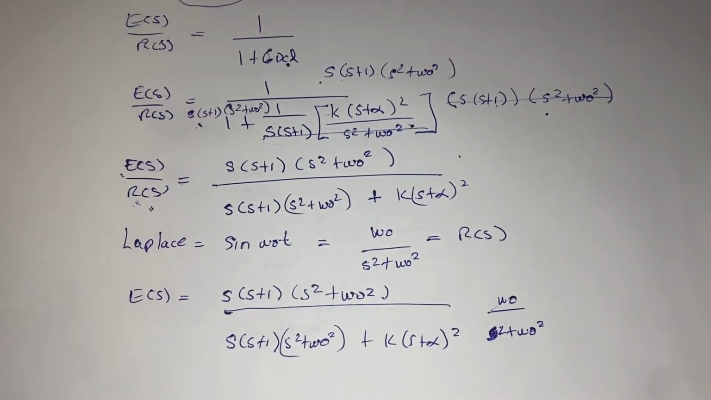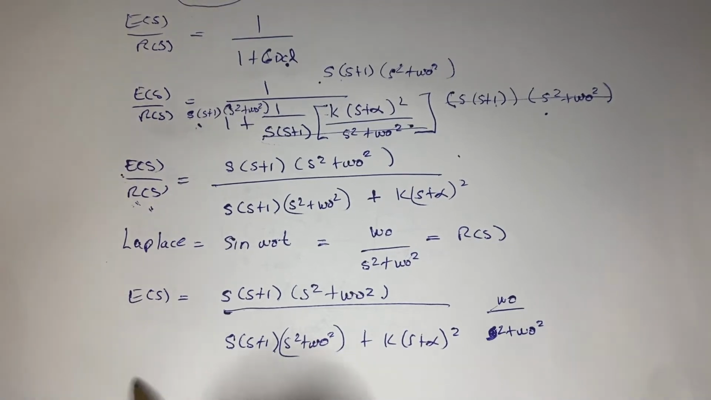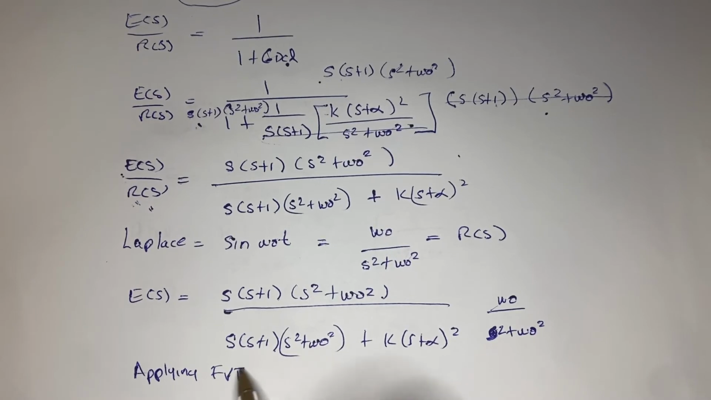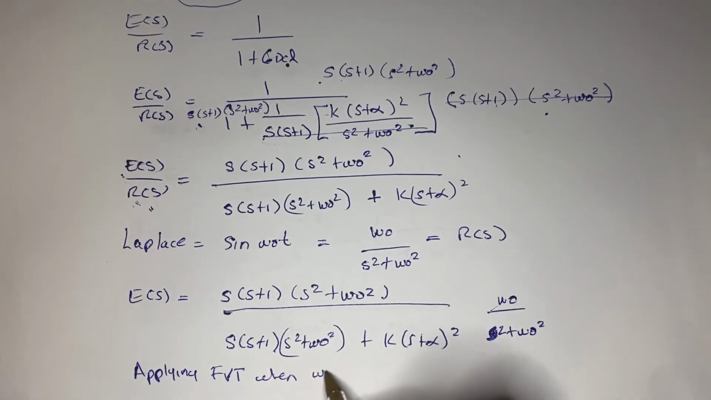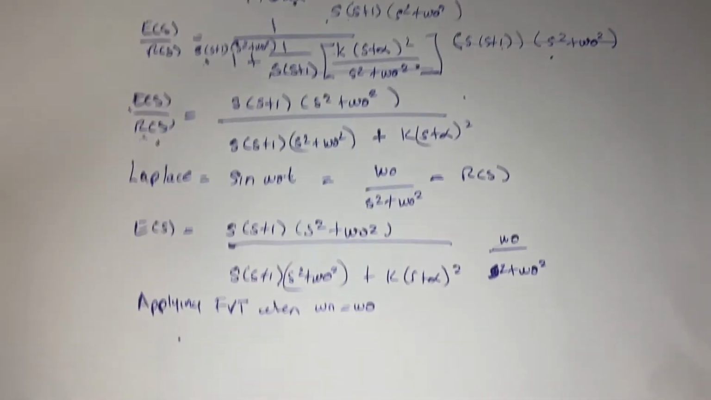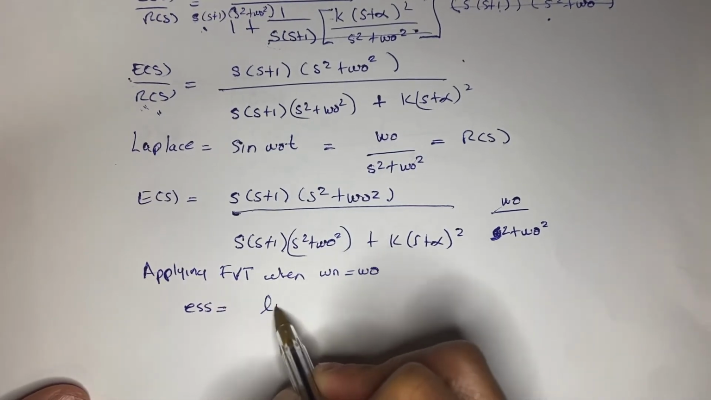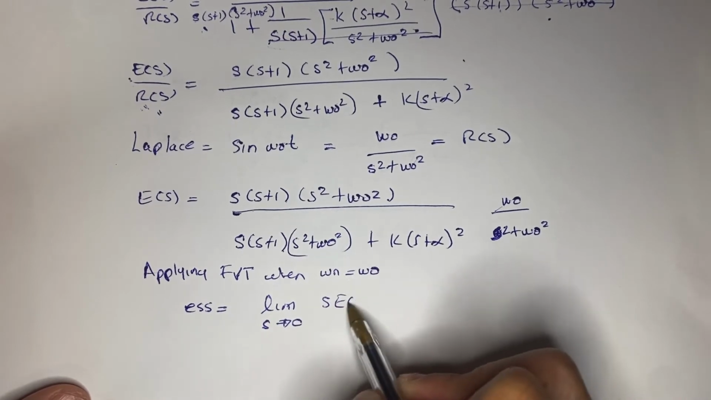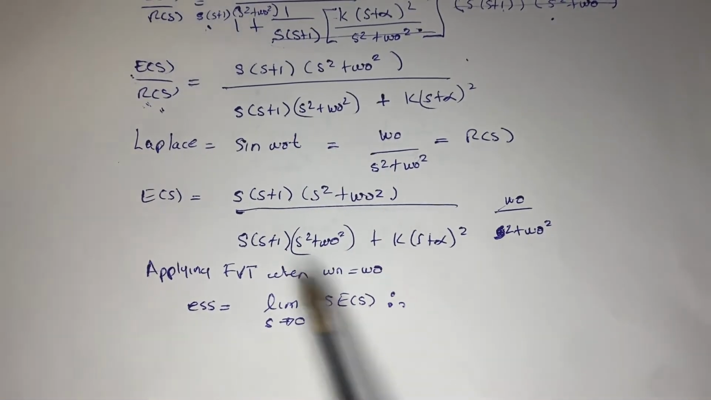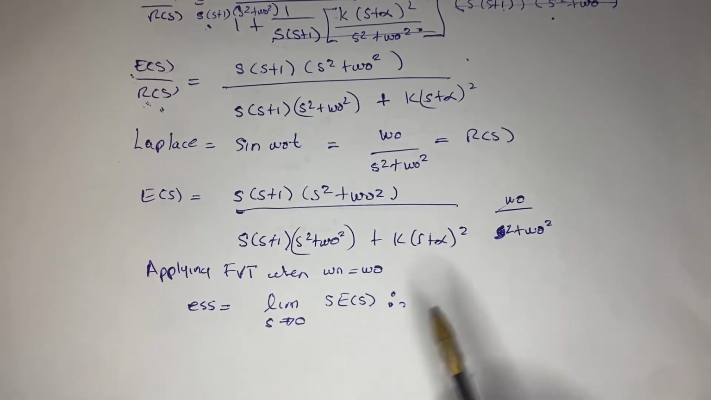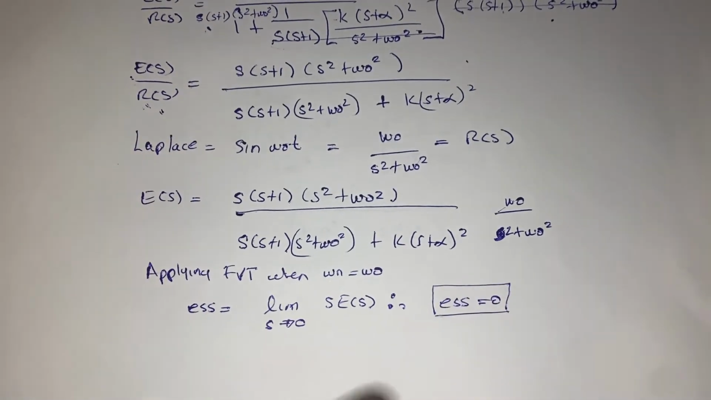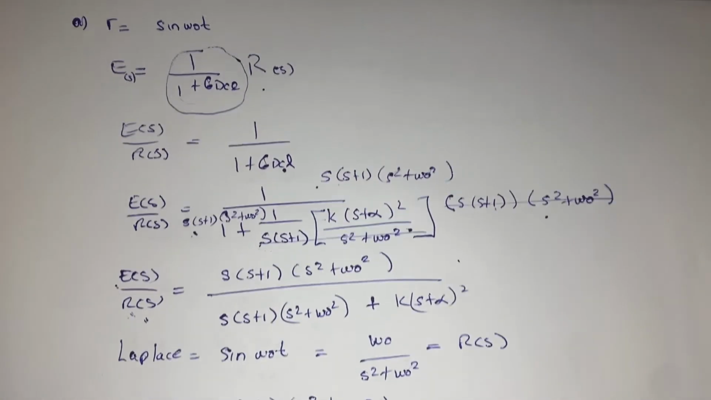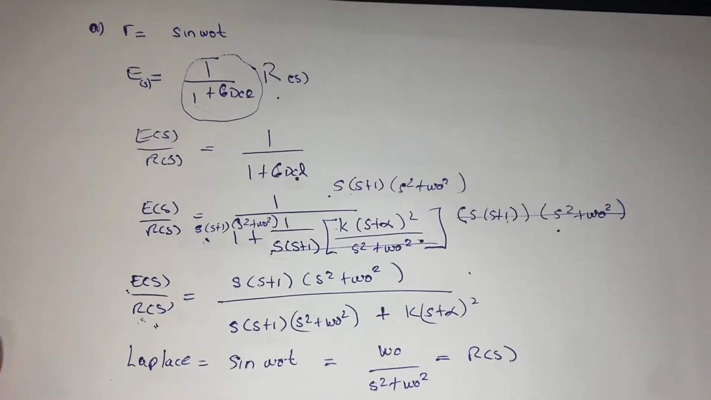Now, this is the error. If we apply the final value theorem to this error, we can find the steady state error, which is what we aim to find. So applying the final value theorem, when Wn equals W0, we're going to find that the steady state error is equal to the limit as s goes to 0 of s times the error. Therefore, if you multiply this equation by s, when s goes to 0, ESS equals 0. So we have now proved that indeed, when you use a reference of the form sin W0t as given previously, the steady state error is going to be 0.